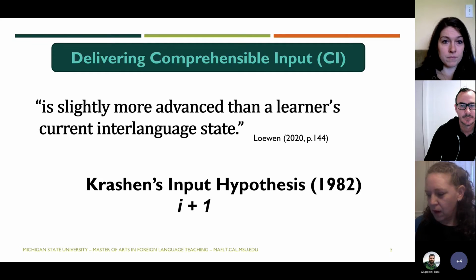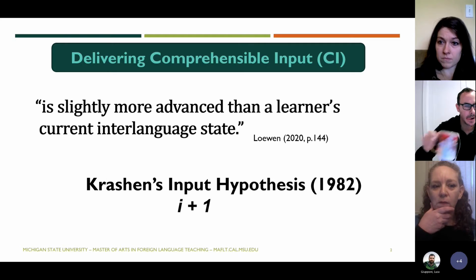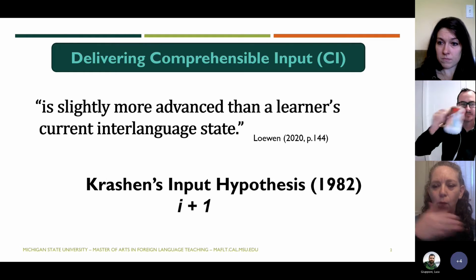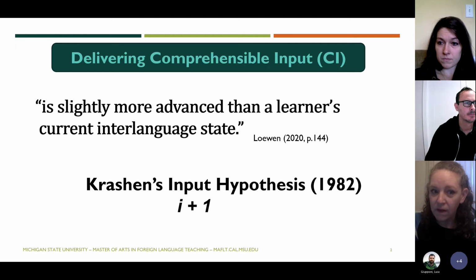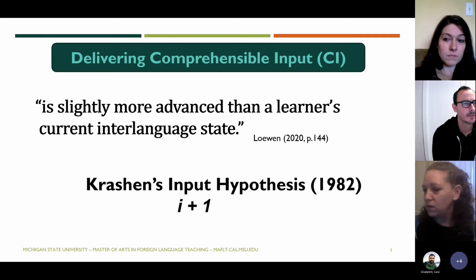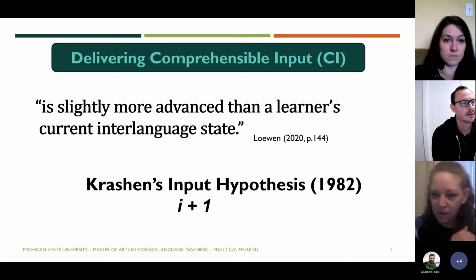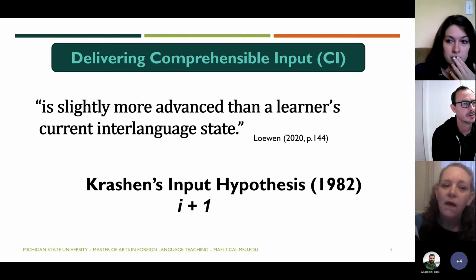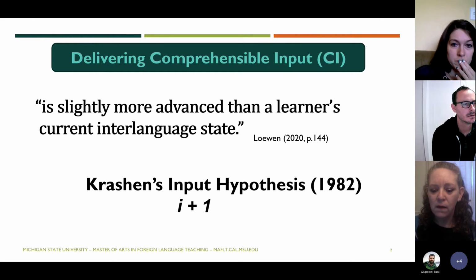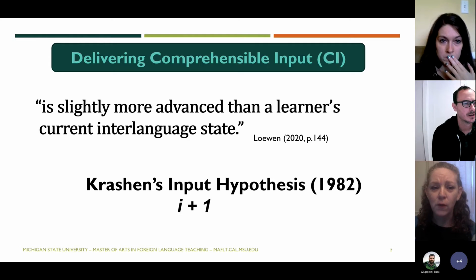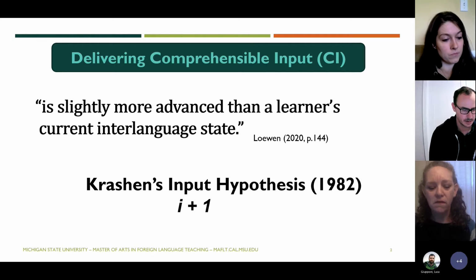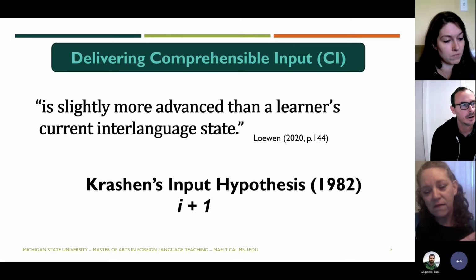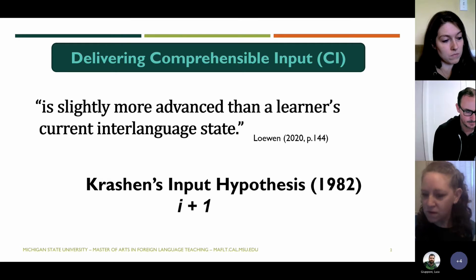Before we move on to looking at the activities that we use, we need to make sure that the reading and the text that you're using in the classroom is comprehensible to students. Because if it is something that the students do not understand, it doesn't matter how many times they see it. If they're not comprehending the text, then they're not learning it. And so Lowen, again, talks about how comprehensible input, or CI, is that input that is slightly more advanced than a learner's current interlanguage state.